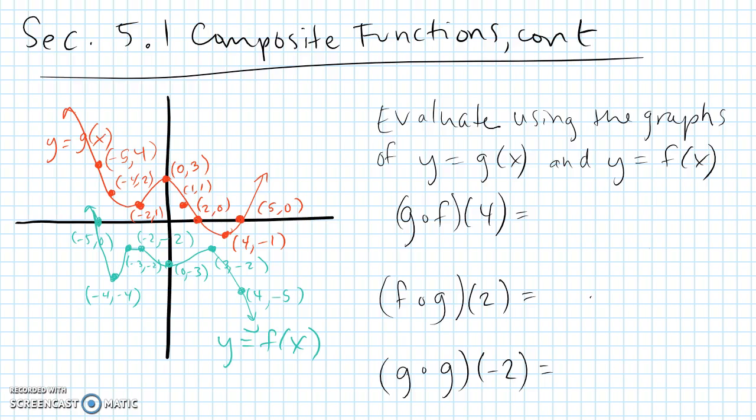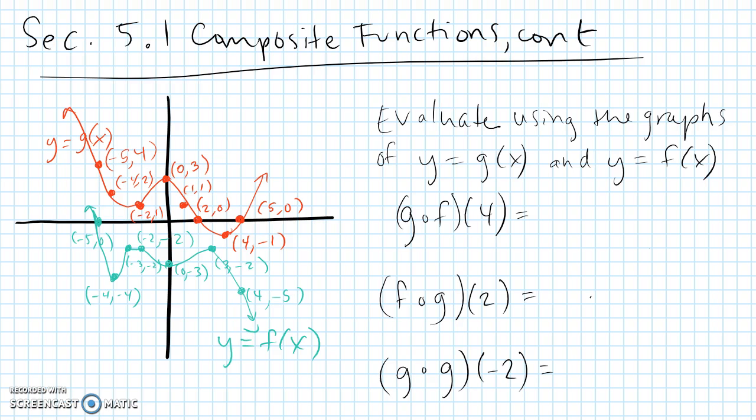Okay, I want to go over one more thing in section 5.1 on composite functions, and that is evaluating composite functions using graphs. So notice here we've got two graphs. The red one is y equals g of x, the green is y equals f of x, and we're going to be looking for three different values: g composed with f of 4, f composed with g of 2, and g composed with g of negative 2. Well, how do we do this?